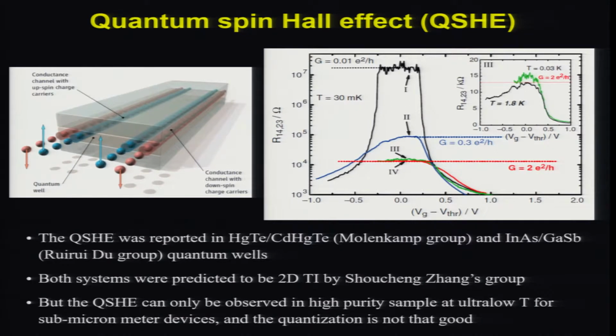This is the first work by Molenkamp's group on mercury telluride and cadmium mercury telluride quantum wells. They claimed to have found the quantized spin Hall effect by electrical detection. The quantum spin Hall effect refers to a pair of helical edge states, protected by time reversal symmetry, unlike the quantum Hall and quantum anomalous Hall effects. A very similar phenomenon was found later by Du's group in indium arsenide and gallium antimonide, another quantum well material.